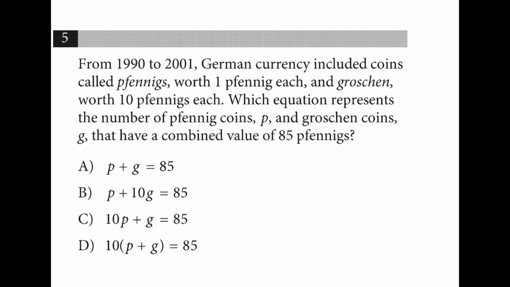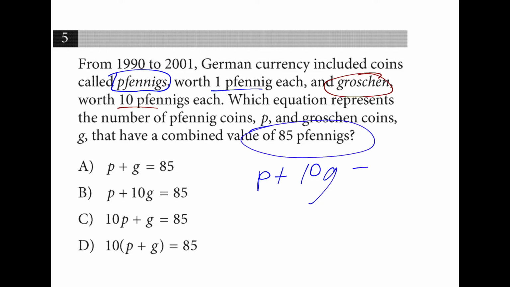So we have some different coins. The one with the P is worth 1 each. And the one with the G is worth 10, so it's probably going to be P plus 10G. And then there's a combined total of 85. And there's our answer.